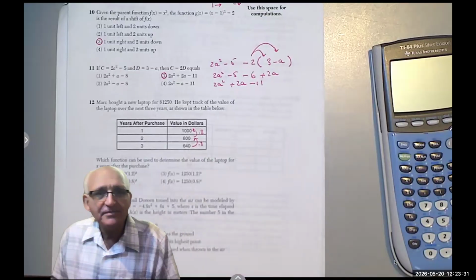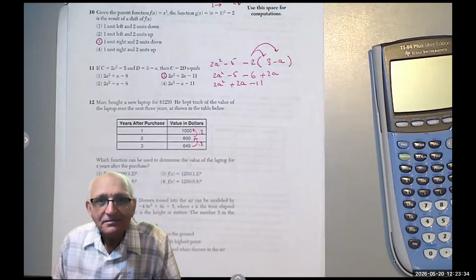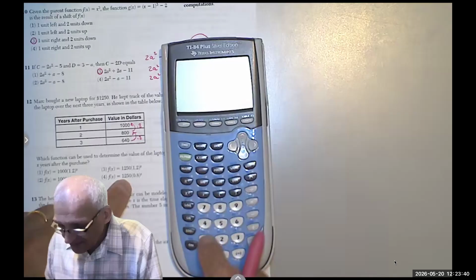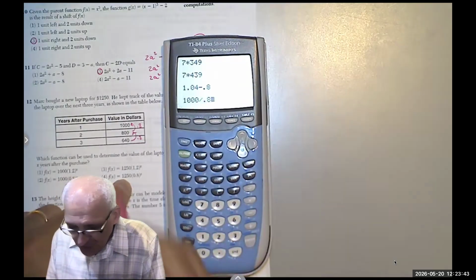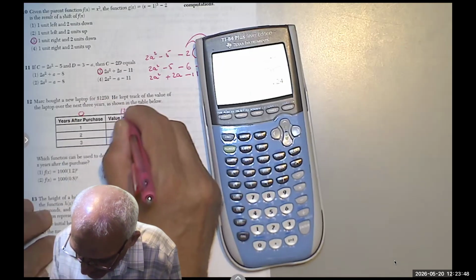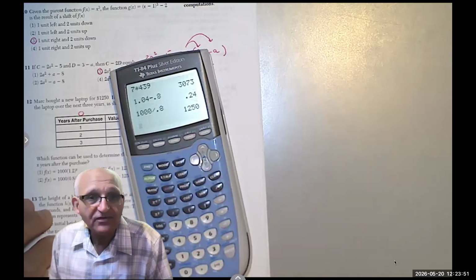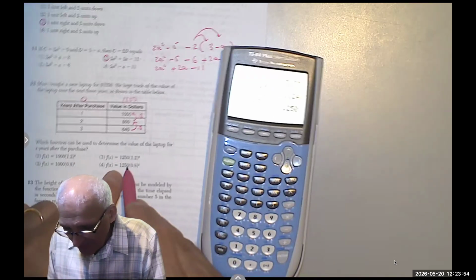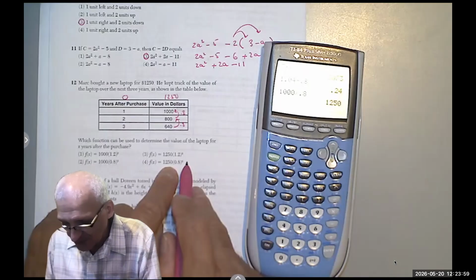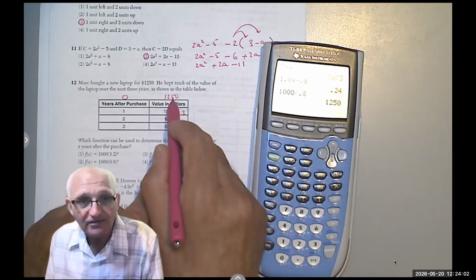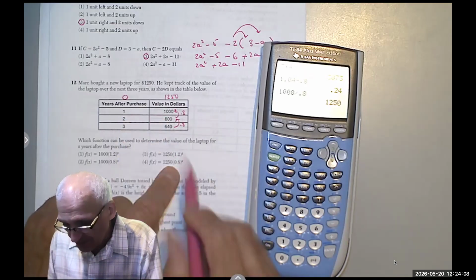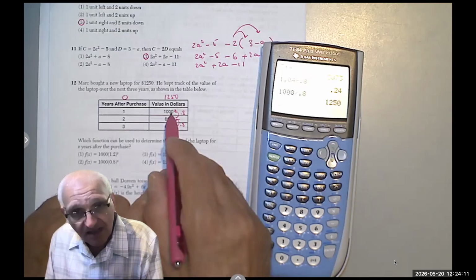Okay, but which one of them? Yes, it's 1250. Why 1250? You divide 1000 by 0.8 to get the value at purchase, time 0, and 1250. So at time 0, if you say 1250 times 0.8 to the 0th power, anything raised to the power of 0 is 1. So 1250 times 1 is 1250. And then when you substitute X equals 1, because that's 1 year after the purchase, you get 1250 times 0.8, which is 1000, and so on and so on.